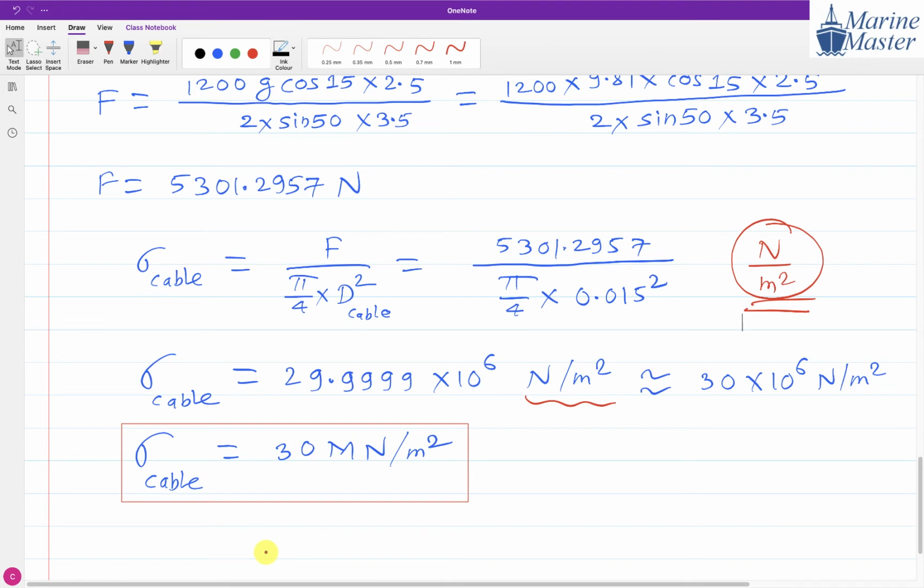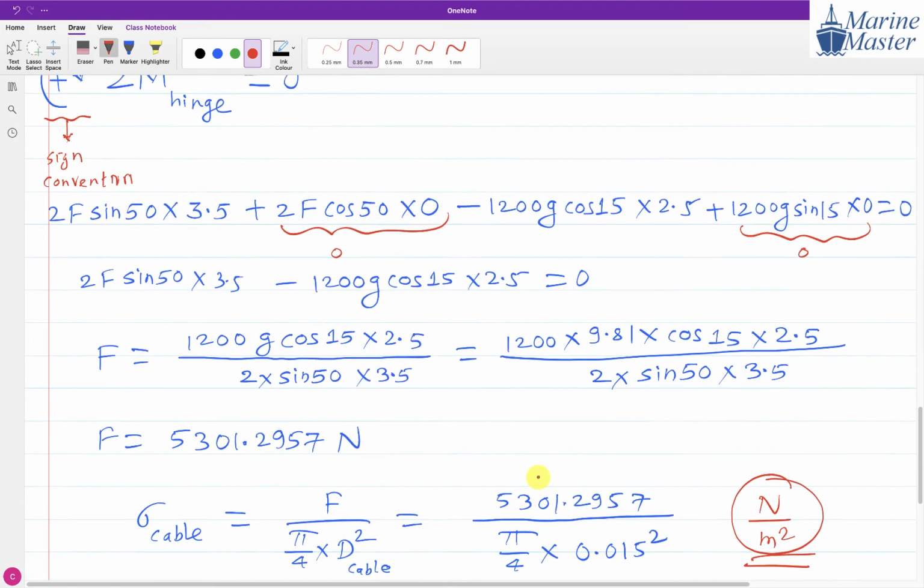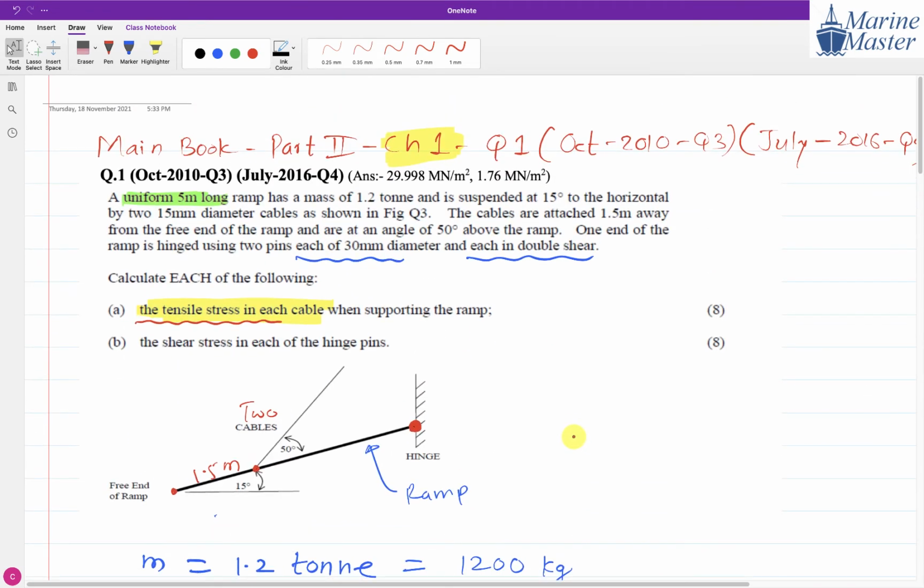So we got the stress in each cable. This is our A part answer. Now in B part, what is our target? Shear stress in each of the hinge pins. What do we have to find out? Shear stress in the hinge pins, in each of the hinge pins.